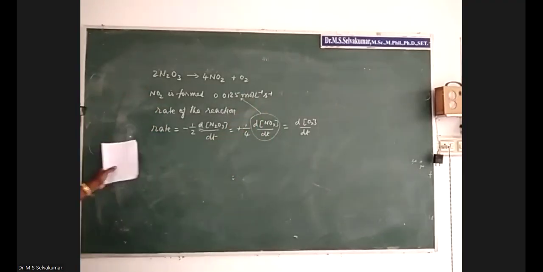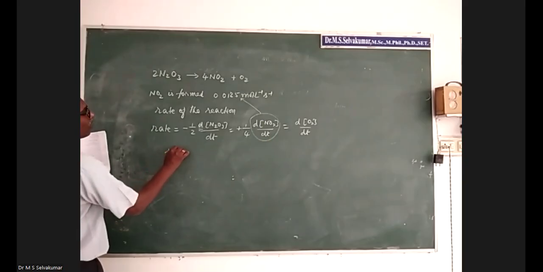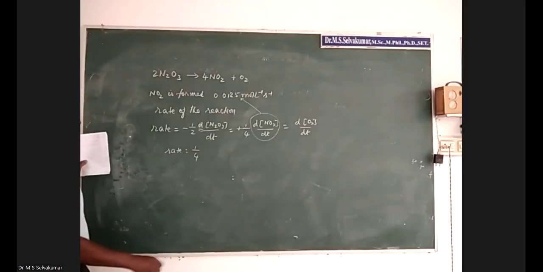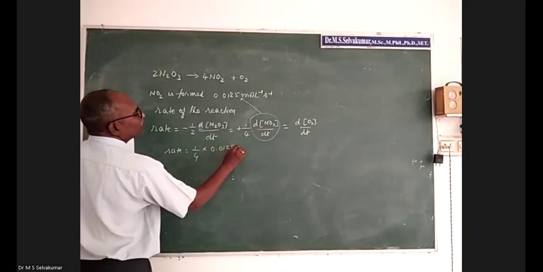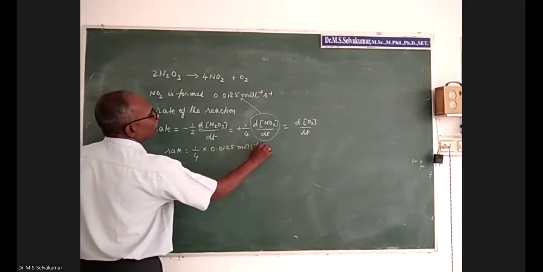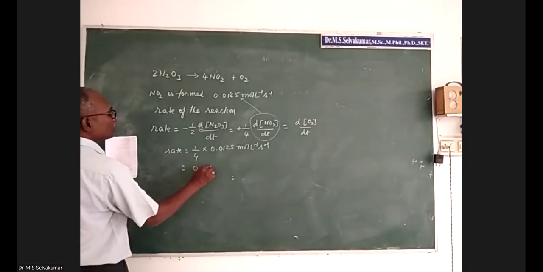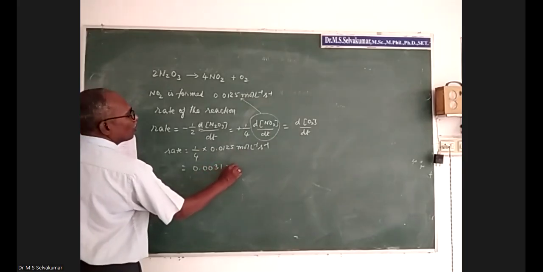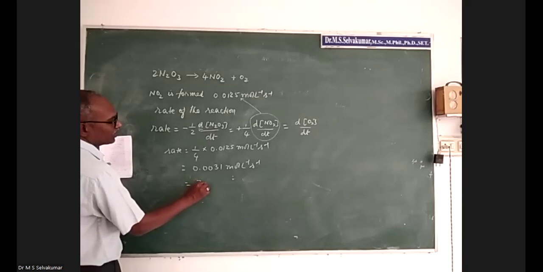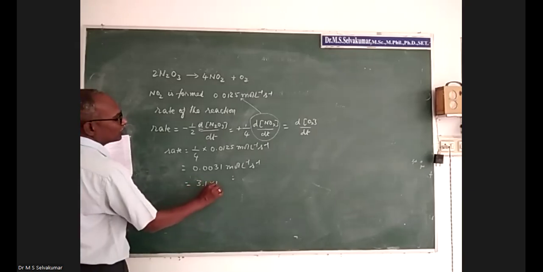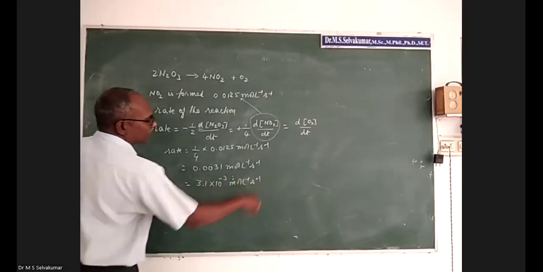The rate of formation of NO2 is given. So the rate of the reaction is 1 by 4 times this rate, which is 0.0125 mole per liter per second. So it is 0.0031 mole per liter per second, or this can be written as 3.1 into 10 power minus 3 mole per liter per second.